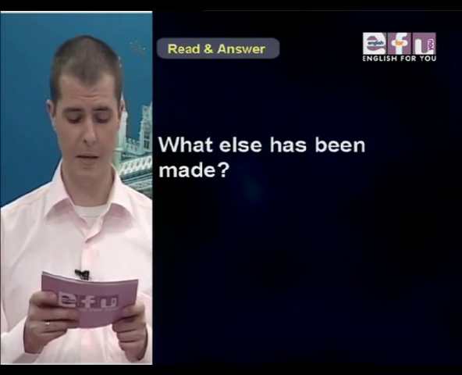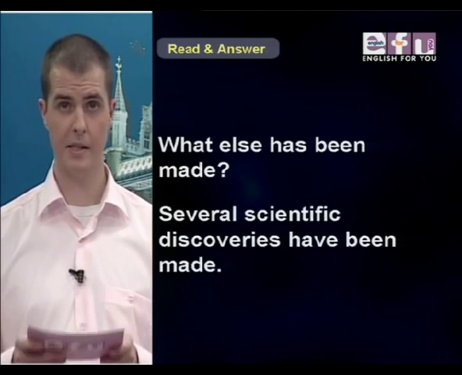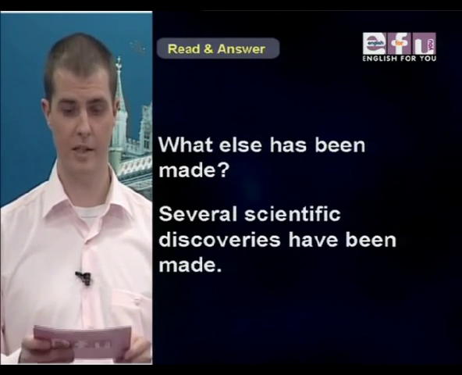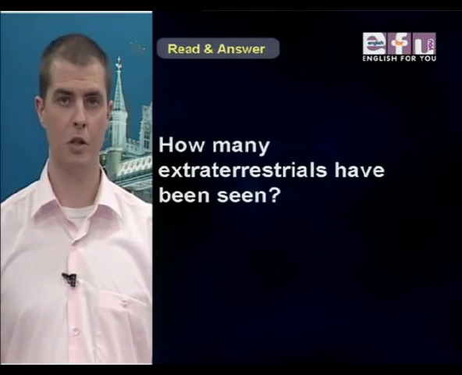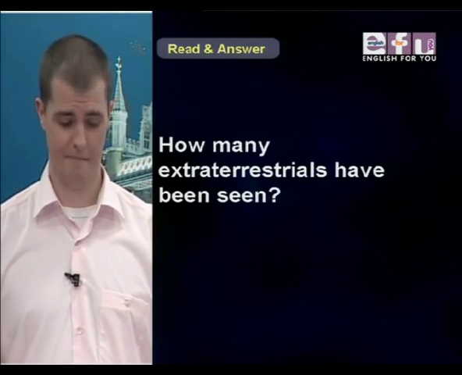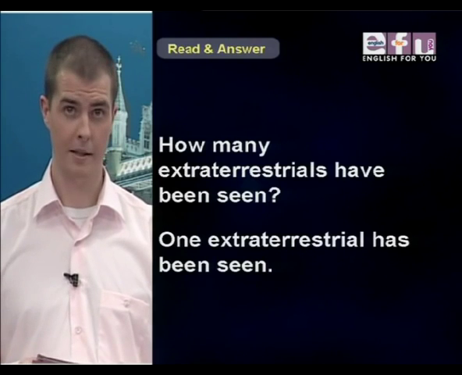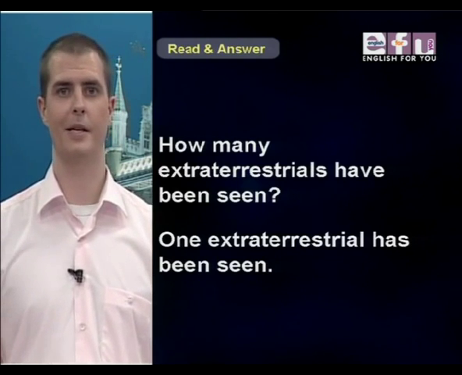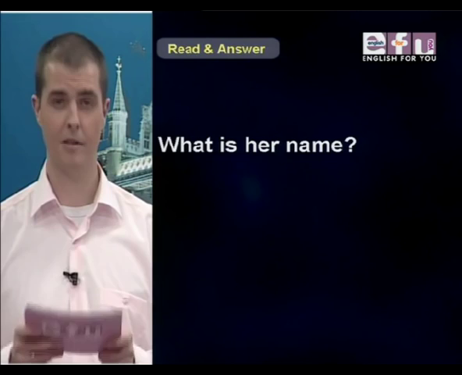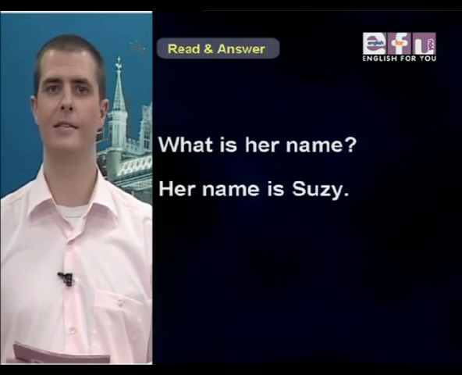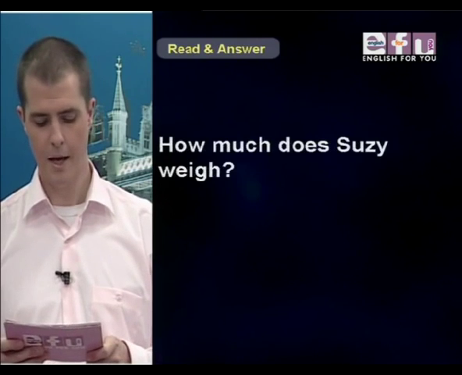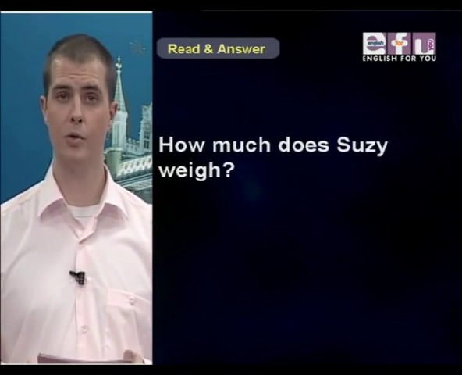What else has been made? Number 6, several scientific discoveries have been made. Number 7, how many extraterrestrials have been seen? 1 extraterrestrial has been seen. Number 8, what is her name? Her name is Susie. Number 9, how much does Susie weigh?